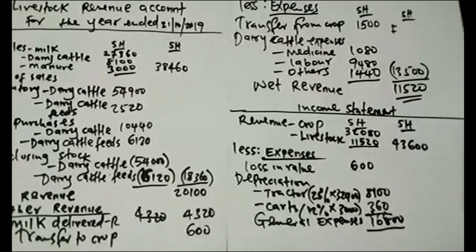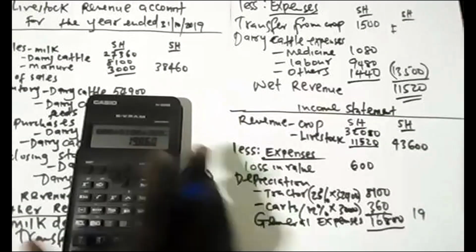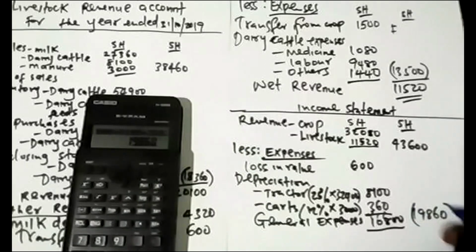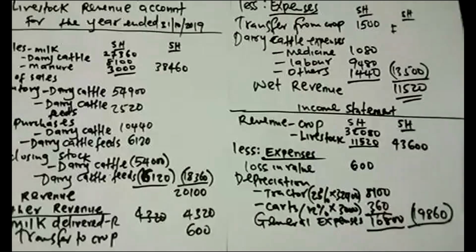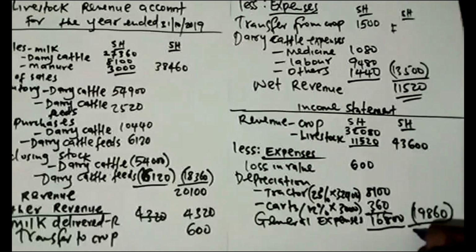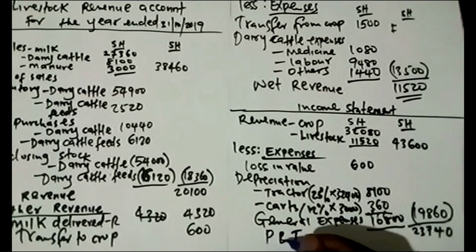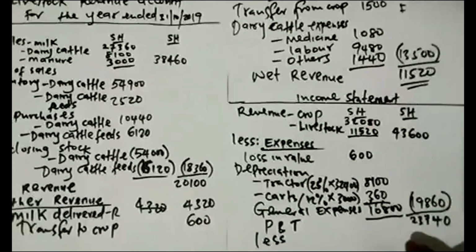General expense is under the trial balance. The others we have recorded are from the additional information. So you are getting 19,860. If you deduct from 43,600, you get 23,740. So that is the profit before tax. You raise tax, that is income tax, and deduct income tax.